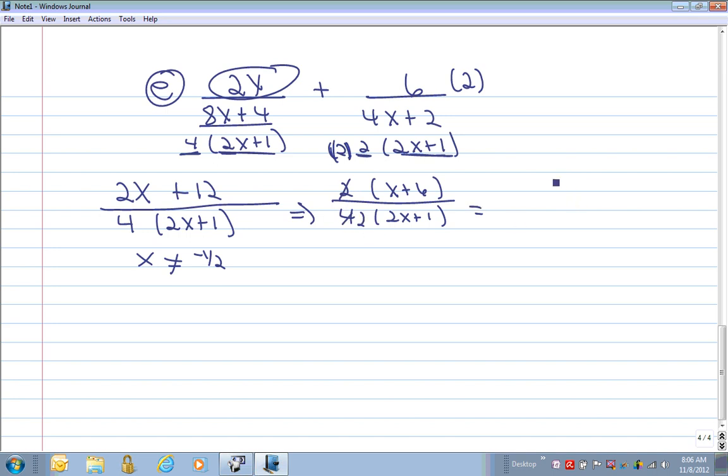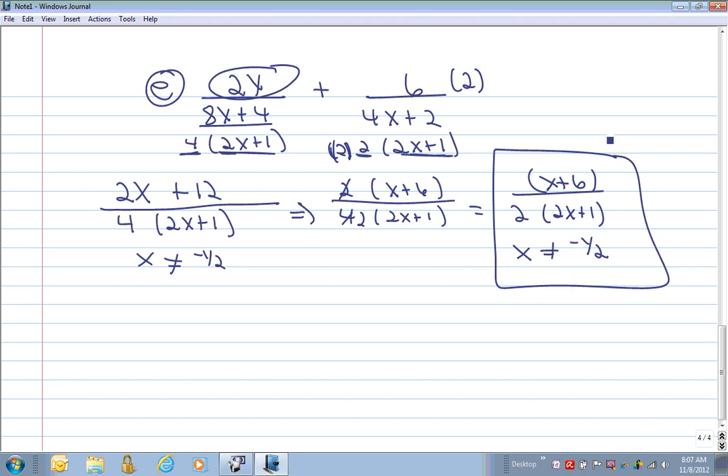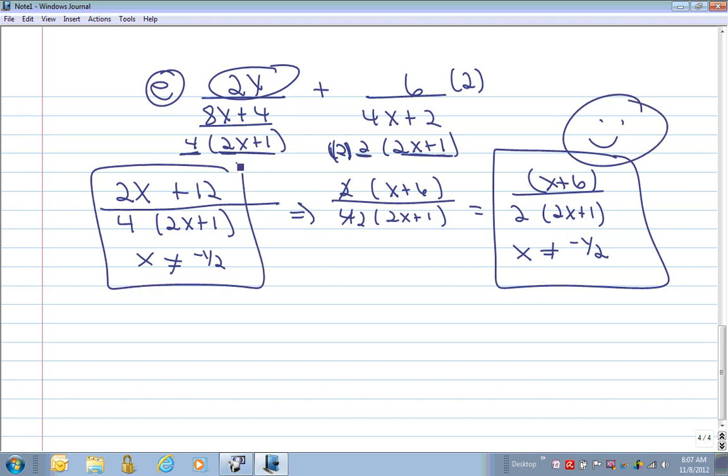So your final answer, preferably, would be x plus 6 over 2 times 2x plus 1. You also want to factor out, because sometimes your entire factor would cancel. Again, your restriction is x cannot equal negative 1/2. So this would be the Go Bearcat answer right here, and this would be acceptable.